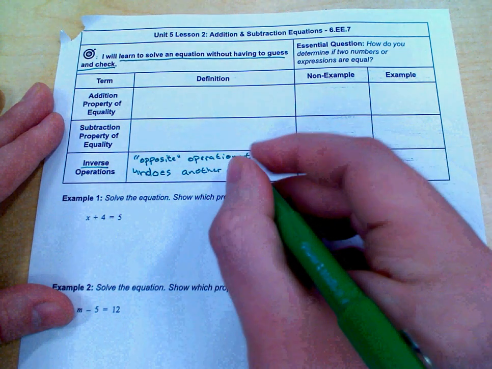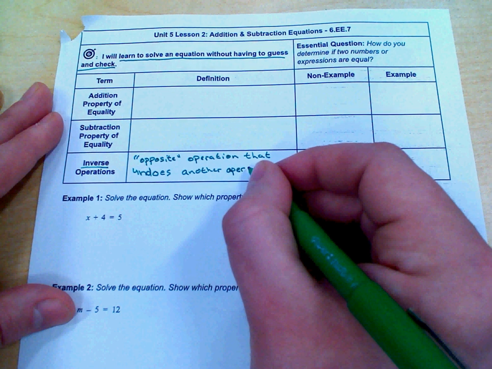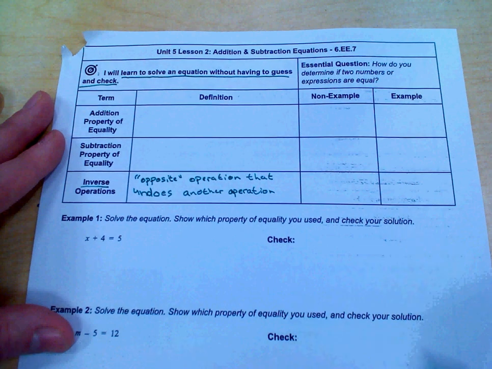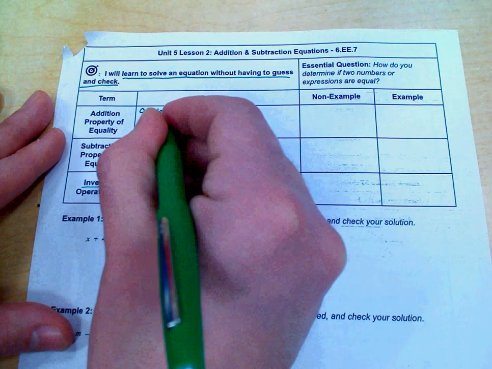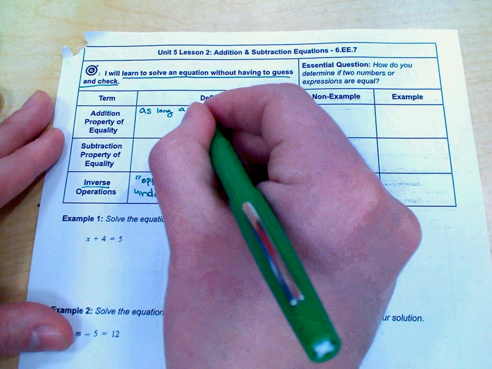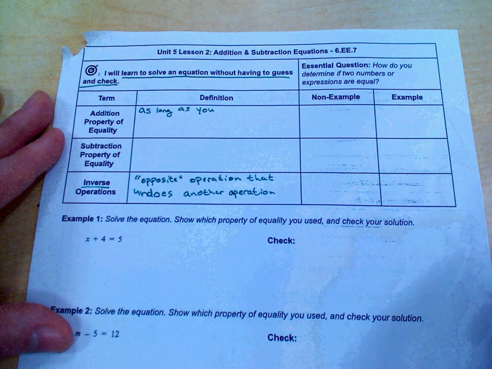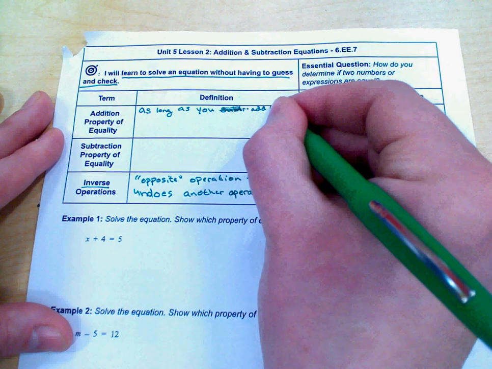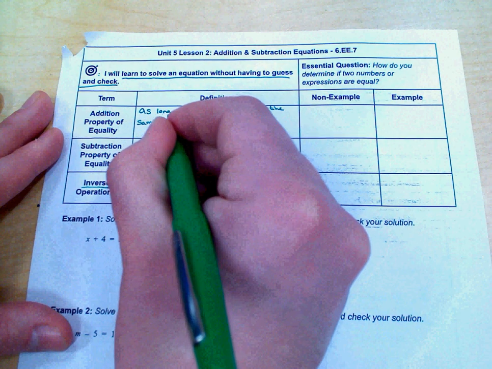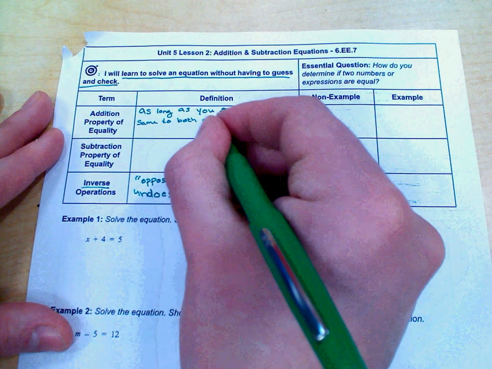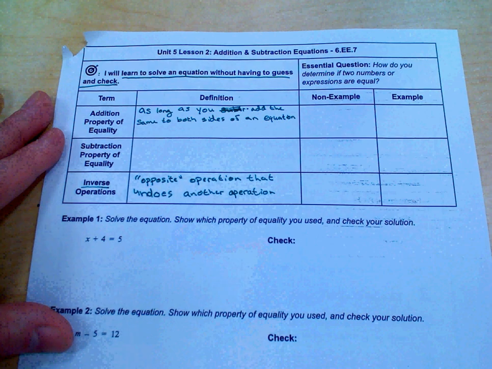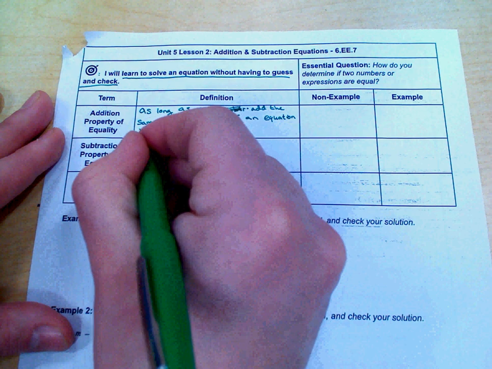This is the time in class where I said, what's the opposite of addition? It's subtraction. What's the opposite of subtraction? Addition. The opposite of multiplication is division, and vice versa. Okay. We're going to use the addition property of equality and the subtraction property of equality, which states that as long as you subtract the same number, as long as you add the same number to both sides of an equation, your solution will remain the same. Your equation will remain balanced.